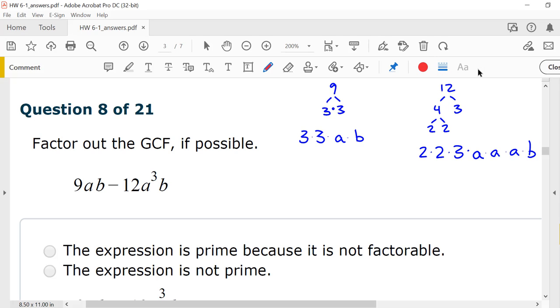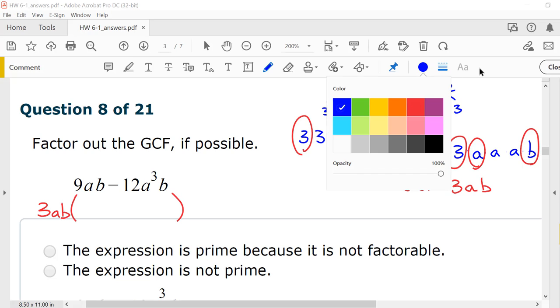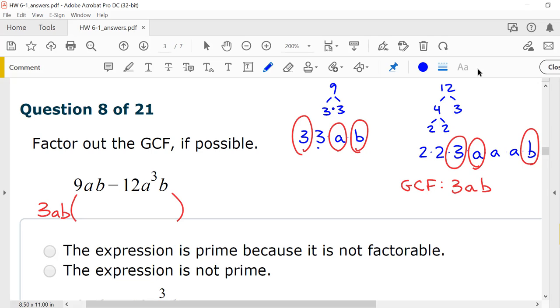All right, what's in common? I see a 3 on both of them. I see an a on both. And I see a b on both. So the GCF is going to be 3ab. That's what I'm going to pull out, 3ab. Now, what remains? Over here, I can see that all that remains is a 3. So just to check, 3ab times 3 gives me 9ab.